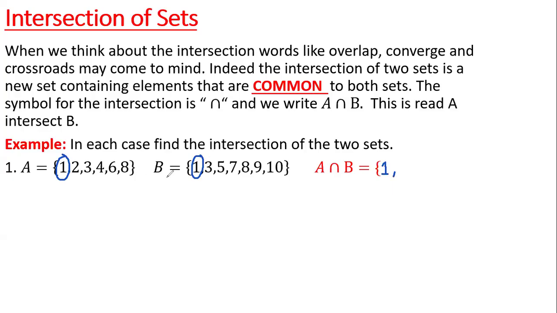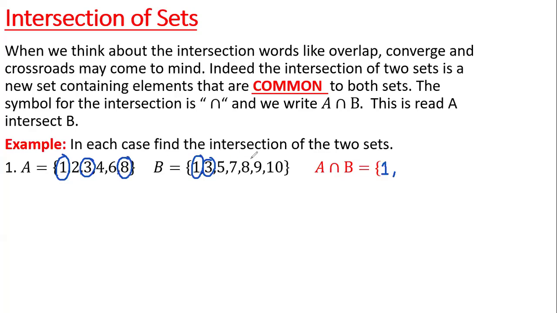What else is common? 2 is not common in both of them. 2 is only in A. What else is common? 3. Very good. 3 is common in both A and B. Well, 4 is only in A. 4 is not in B. 6 is only in A. It's not in B. Now we have one more, which is 8. Very good. So 8 is in both.